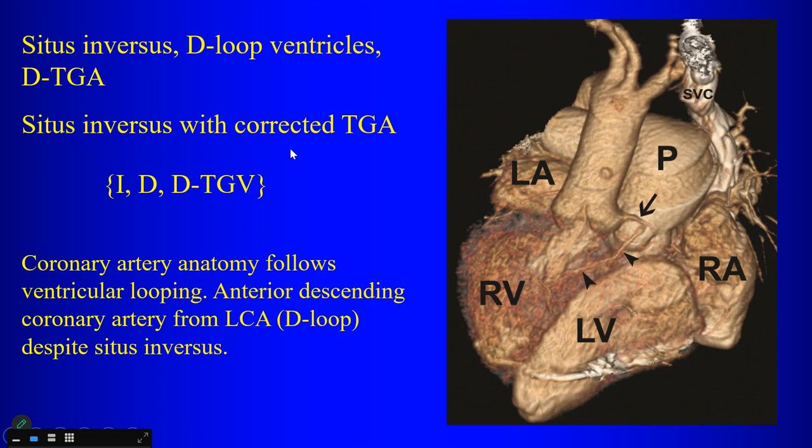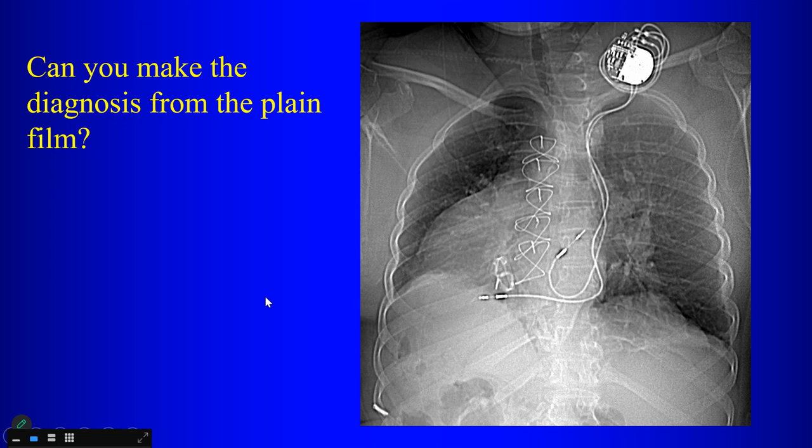So even though the patient has situs inversus, notice here that the left coronary artery gives rise to the LAD. So that's kind of the normal coronary artery anatomy, even though the patient has situs inversus. That is because the coronary artery anatomy follows the ventricular looping. It doesn't follow ventricular situs. And because this heart went through a D loop, the coronary artery anatomy follows the normal looping.